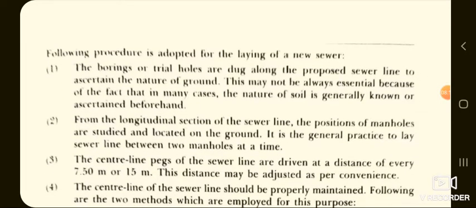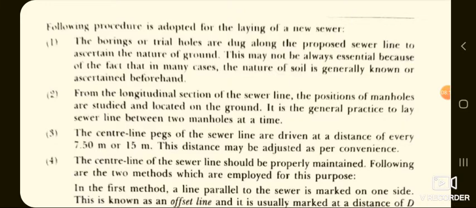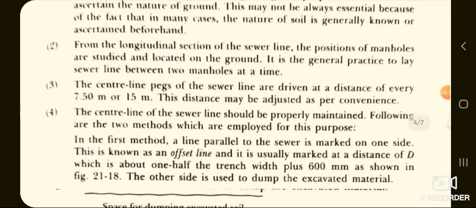Now, the following procedure is adopted for laying of a new sewer. The borings or trial holes are dug along the proposed sewer line to ascertain the nature of ground. This may not always be essential because in many cases the nature of soil is generally known or ascertained beforehand. From the longitudinal section of the sewer line, the positions of manholes are studied and located on the ground. It is the general practice to lay sewer line between two manholes at a time.